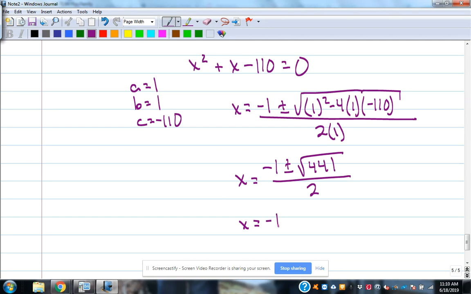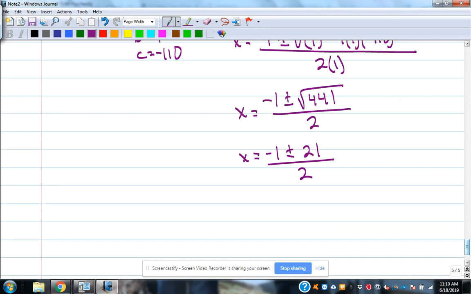So I have negative 1 plus or minus 21 over 2. This problem is not a measurement problem, so I've got to do both answers here. So I have x equals negative 1 plus 21 over 2 and x equals negative 1 minus 21 over 2. I've got to have the positive and the negative on this one because we're not dealing with measuring a shape. We're dealing with just integers, so they can be positive or negative.